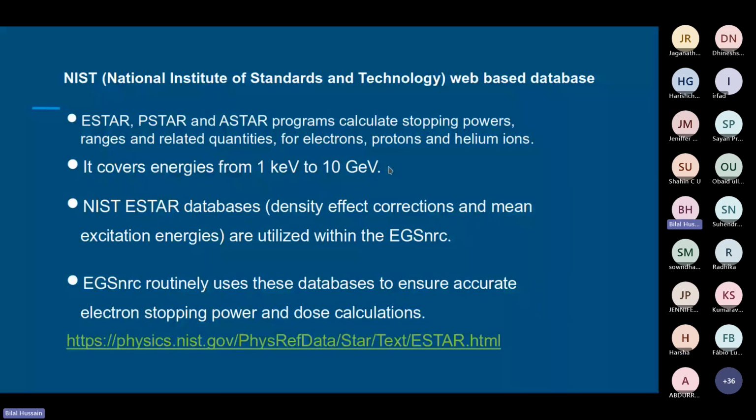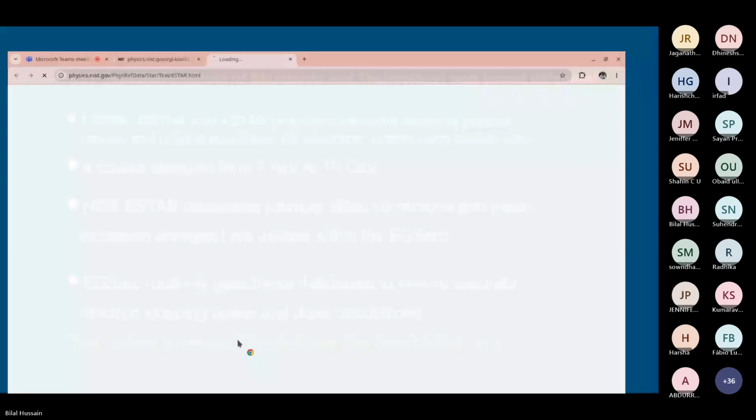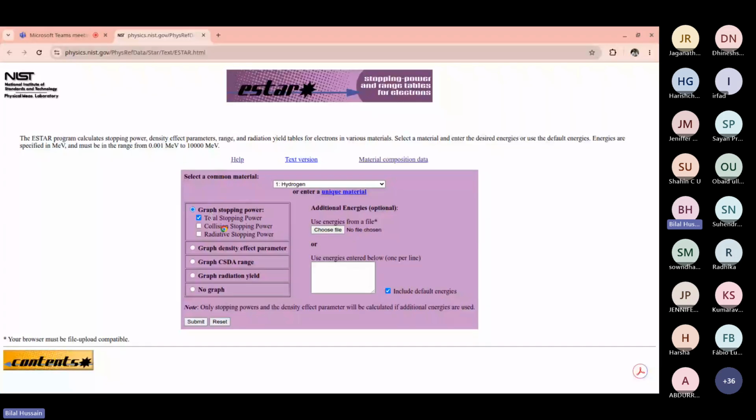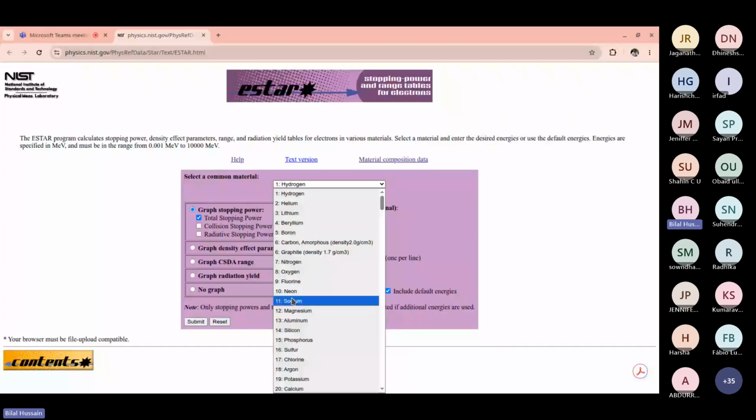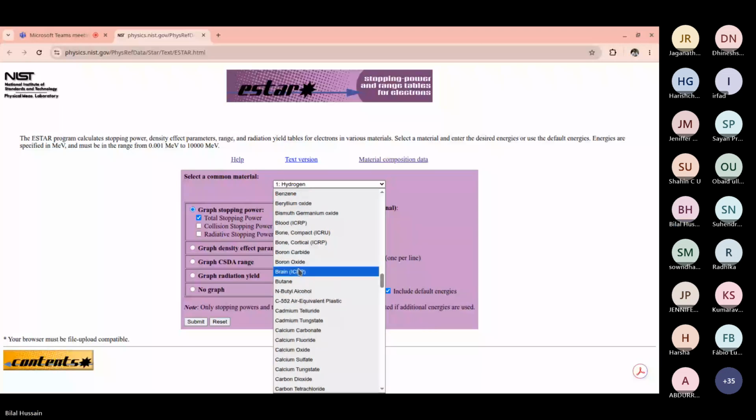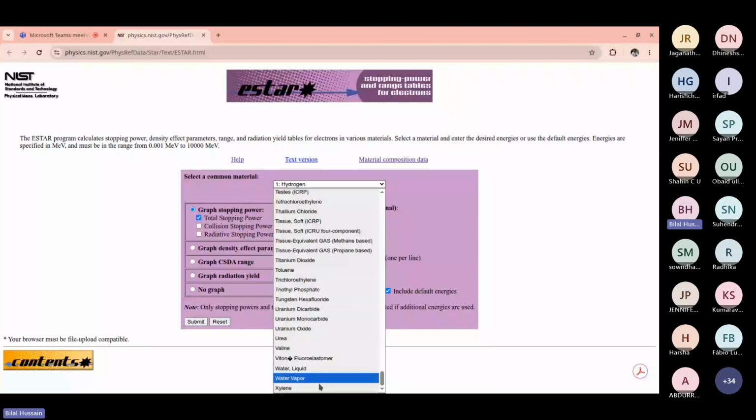This database is very useful in EGSnrc because density correction factors are necessary. If you go to this database, you can see that they have tabulated many materials, not only elements but also compounds and mixtures. Many things can be done from here, like water, liquid. I can get all the stopping powers, radiative stopping powers. Then I can submit the data.